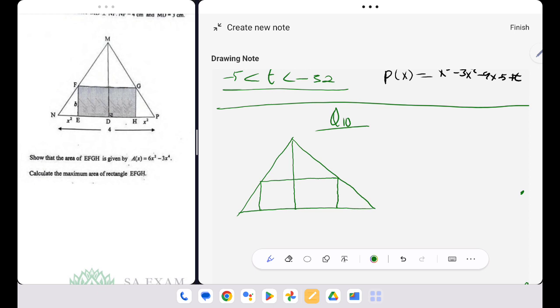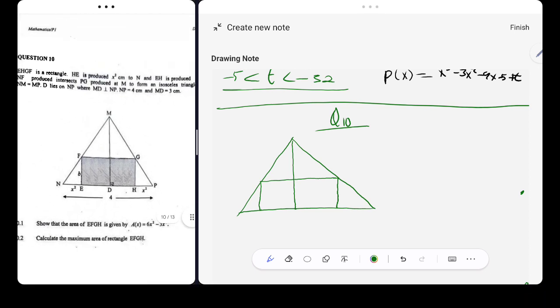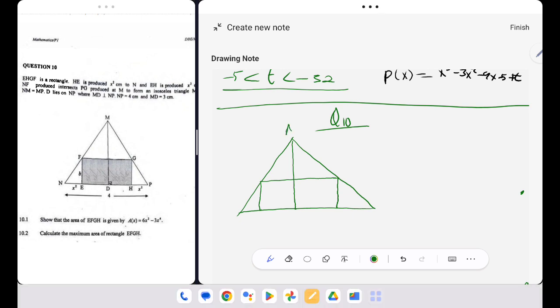Okay, in this case we are told that we have triangle MNP, and we have a shape here F, G, E and H. There's a D there, and then this side is x squared, and this one as well is x squared. This one is B. The entire length is 4, and I'm also told that these two are equal.